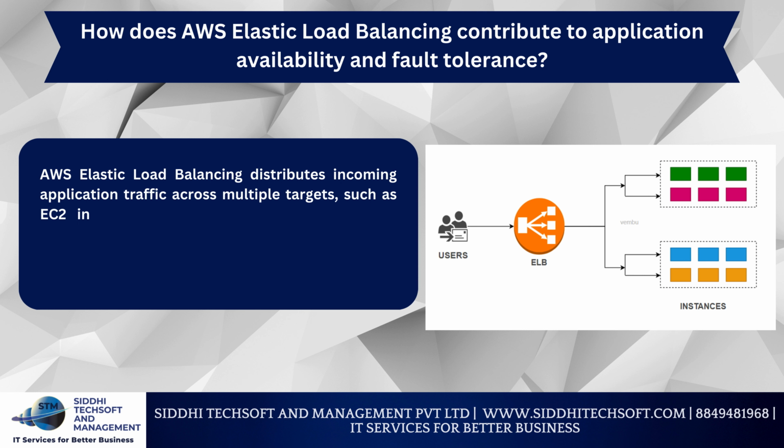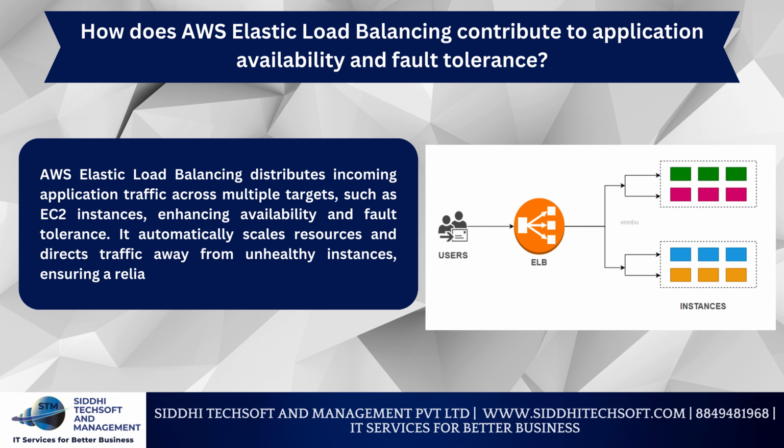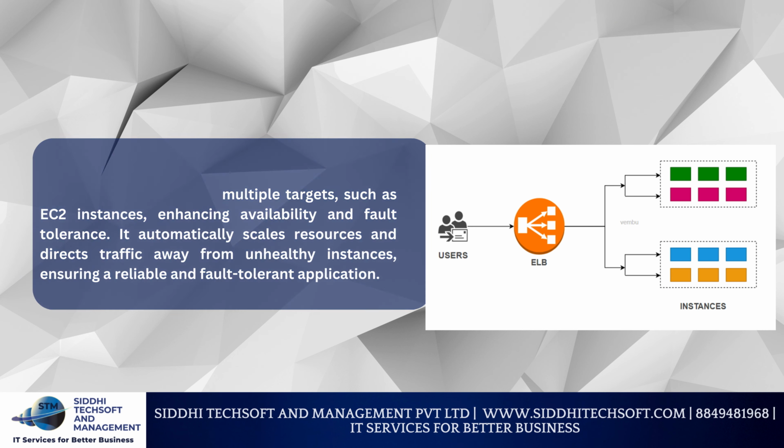How does AWS Elastic Load Balancing contribute to application availability and fault tolerance? AWS Elastic Load Balancing distributes incoming application traffic across multiple targets, such as EC2 instances, enhancing availability and fault tolerance. It automatically scales resources and directs traffic away from unhealthy instances, ensuring a reliable and fault-tolerant application.